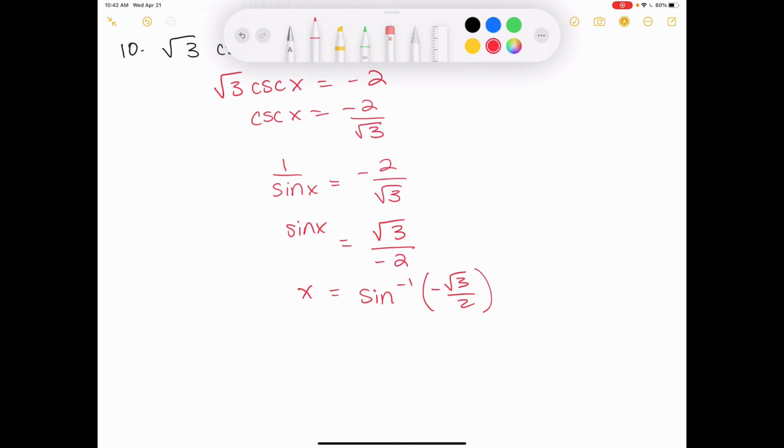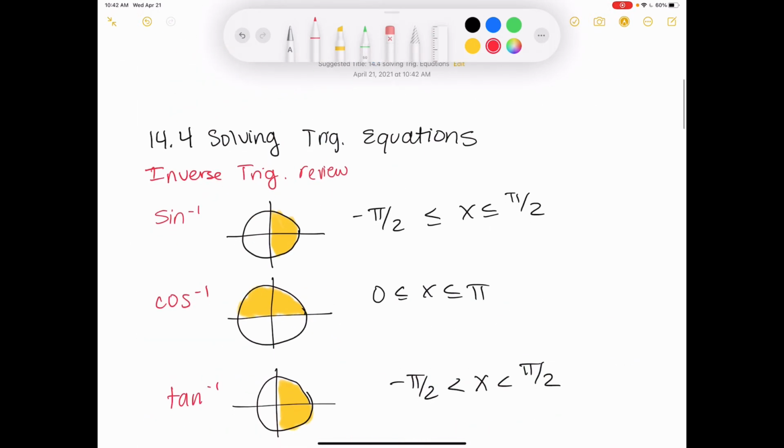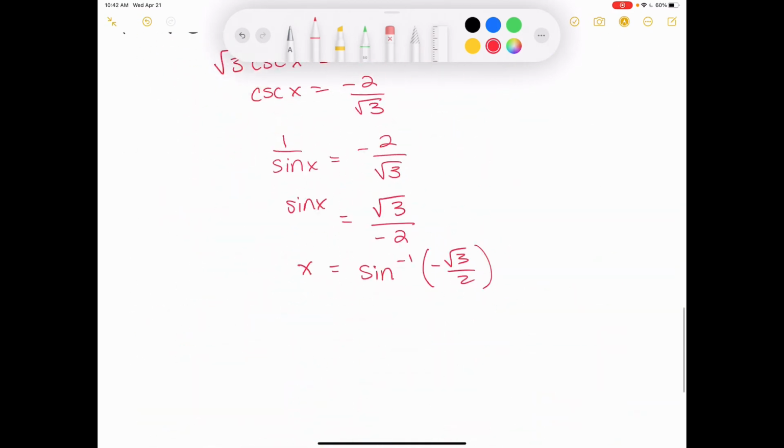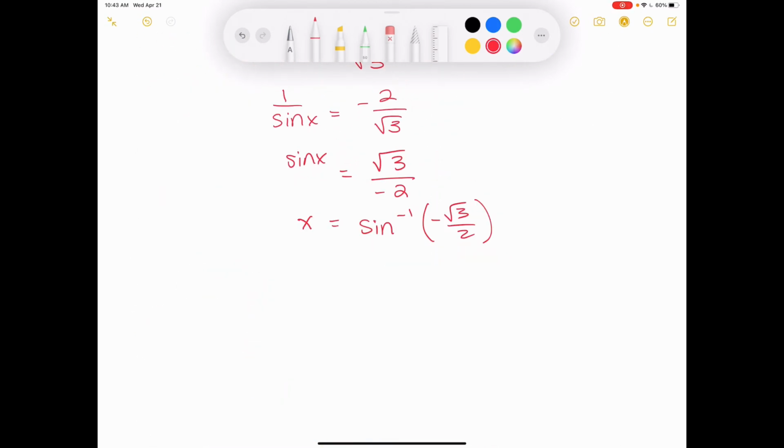Remember, we talked about earlier, sine occurs on the right-hand side, and remember, it's negative pi over 2 to pi over 2. So I need to know where sine is equal to negative root 3 over 2. Sine values are y values. I need negative root 3 over 2, which is 5 pi over 3.